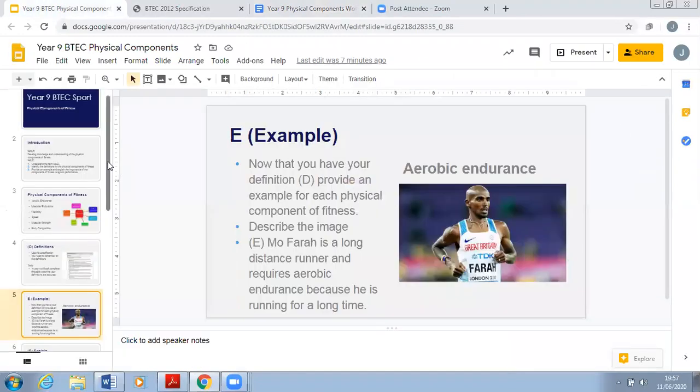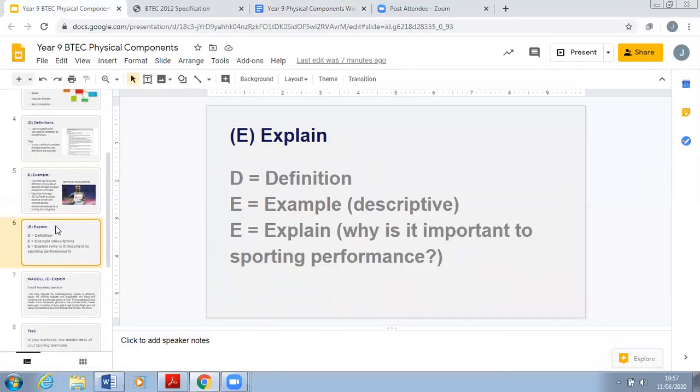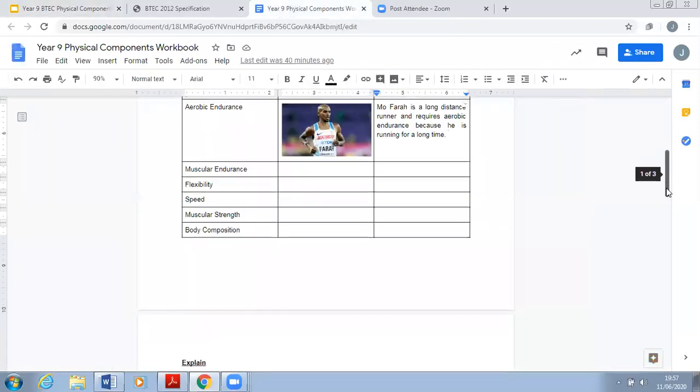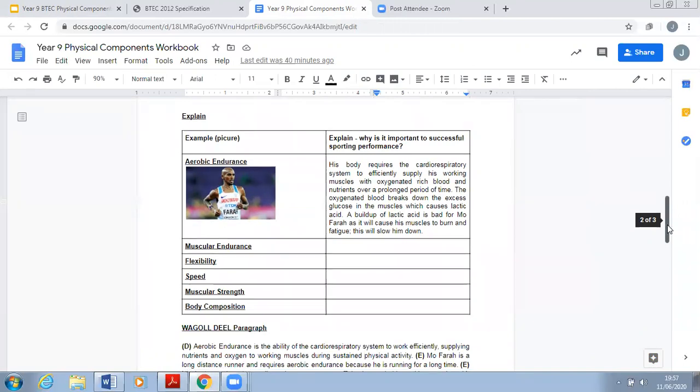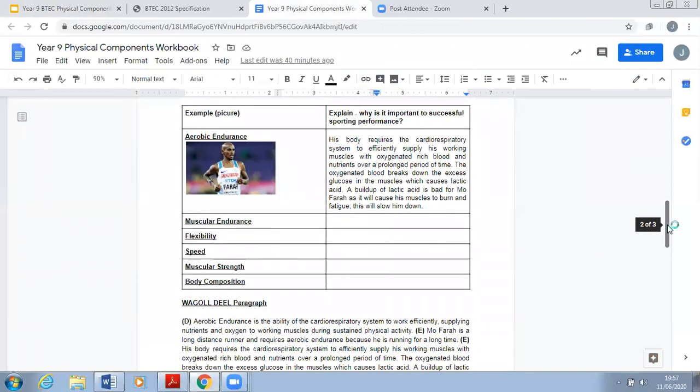Once we've provided our definition and example, we then move on to explain. Explain is really, really important. Basically, it's why is it important to sporting performance? That's essentially what you're asking yourself, and that's what you're going to write. So for the next task, again, just put the picture underneath. You don't need to put any of the other information, otherwise it'll bulk it up too much. Put the picture, but provide a really detailed explanation.